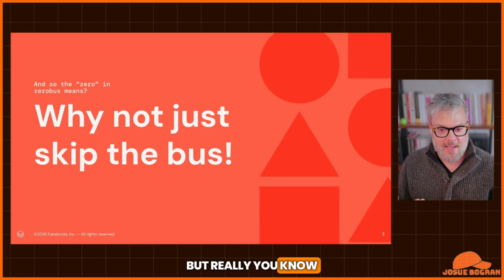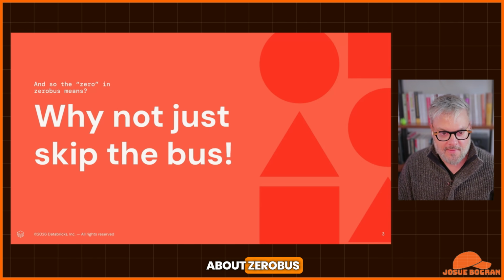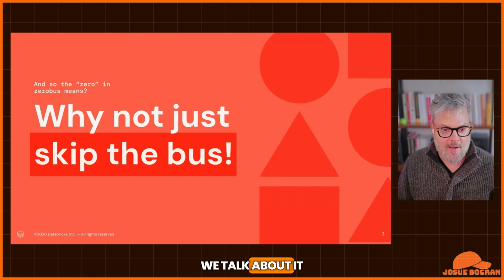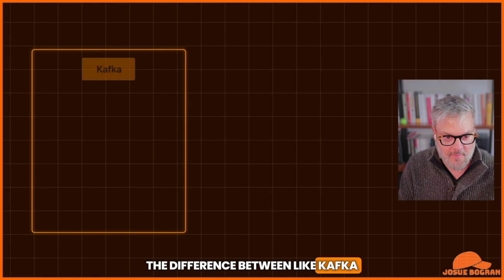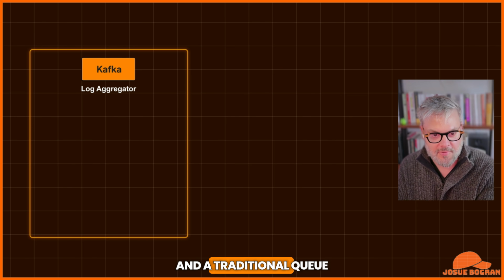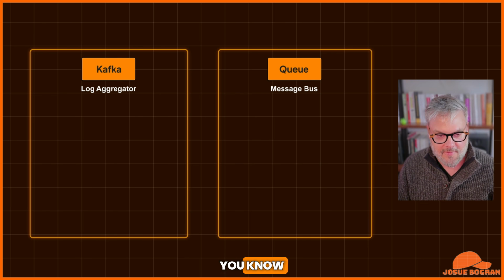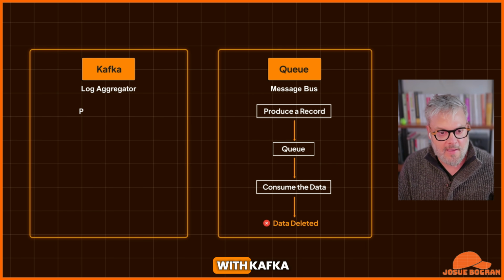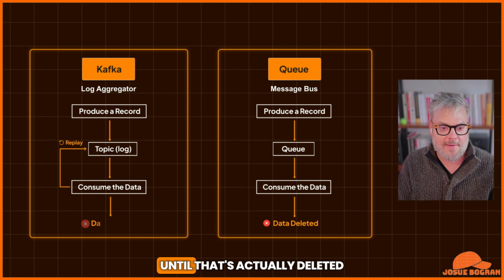But really, I kind of buried the lead here. Here's the actual information. The zero in Zerobus just means skipping the actual bus. While Kafka is not necessarily a traditional message bus, a lot of times we talk about it as one. For anybody who cares, the difference between Kafka, which is essentially a log aggregator, and a traditional queue is really the difference. A message bus used to just be a queue: you'd produce a record, consume it, and it would no longer exist. But Kafka allows you to continuously replay data within a topic until it's actually deleted.